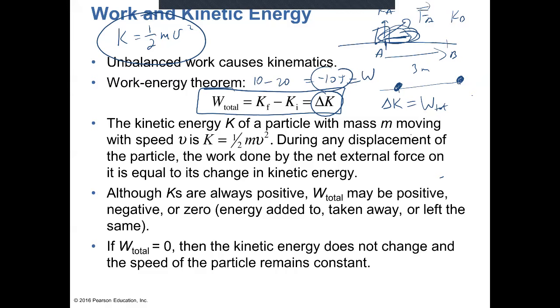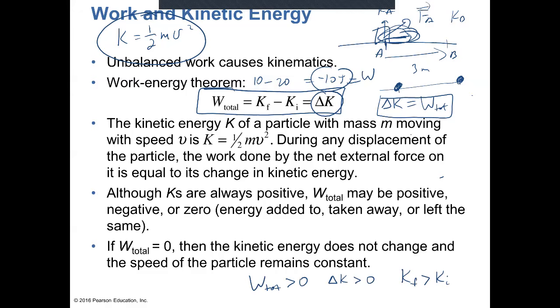So you can see how they're related. Delta K is directly equal to the net work done. If the total work done is positive, you're moving faster. If the total work done is negative, you're moving slower. So that's pretty much what we have. So if total work done is positive, which means delta K here is positive, delta K positive means K final is greater than K initial.